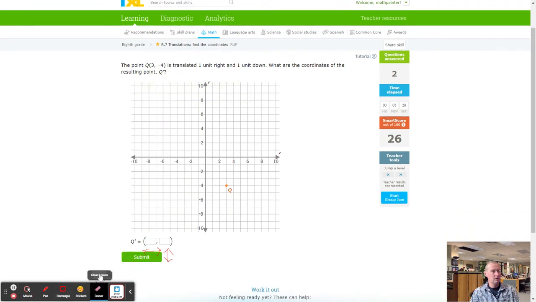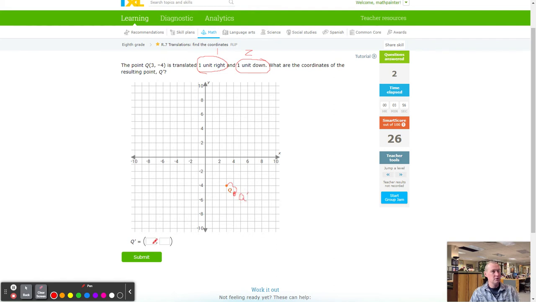All right, we got ourselves another one. We got Q. And watch it. It is a double translation because we're going to go 1 unit right and 1 unit down. So do the 1 unit right first and the 1 unit down second. So 1 unit right lands right here, and 1 unit down lands right here. So our new location of Q prime is there.